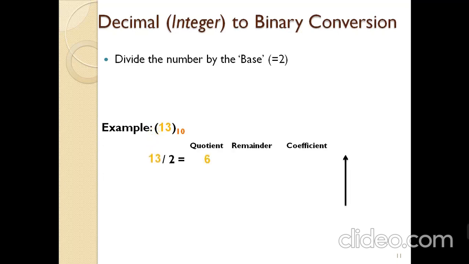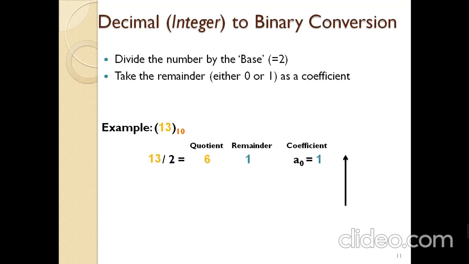Next, here you see that 13 divided by 2, that means 6 2s are 12. Then take the remainder, either 0 or 1, as a coefficient. 6 2s are 12, but we are dividing 13, so you get remainder 1. The remainder is taken as the coefficient. After that, you take the quotient and again divide by base 2.